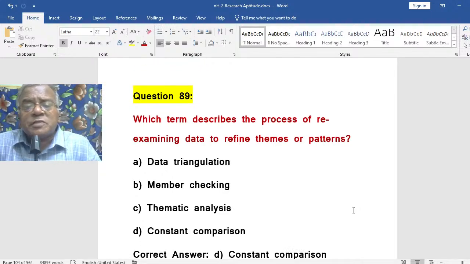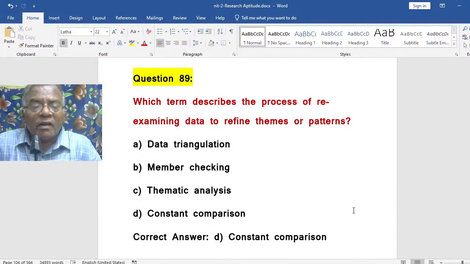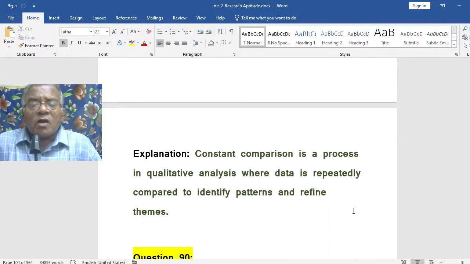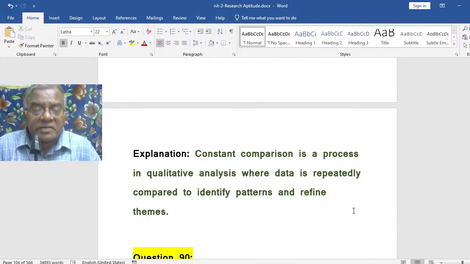Which term describes the process of re-examining data to refine themes or patterns? That is constant comparison. There is a particular word, constant comparison. This is the concept. Constant comparison is a process in qualitative analysis where data is repeatedly compared to identify patterns and refine themes. That is the meaning of this particular concept, constant comparison.